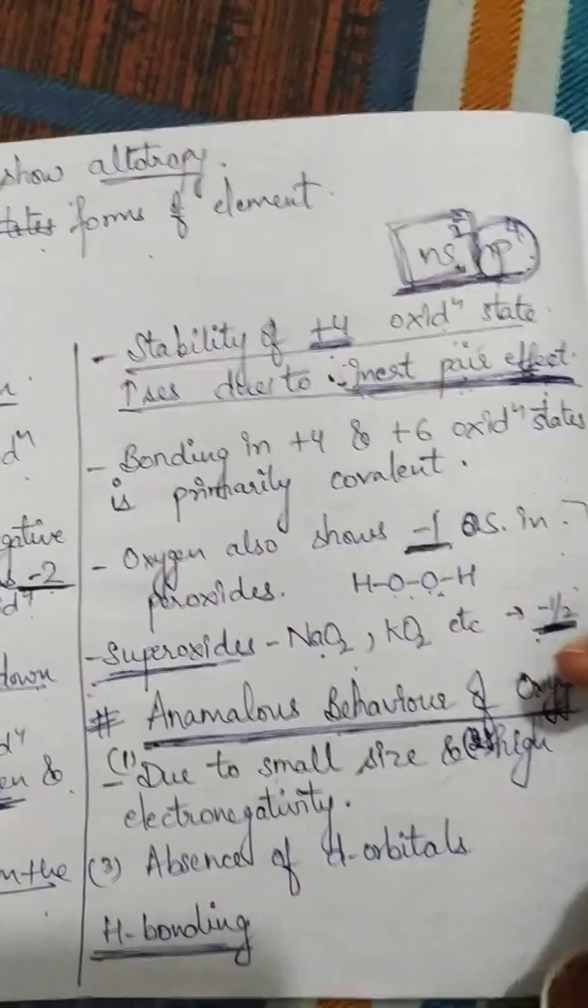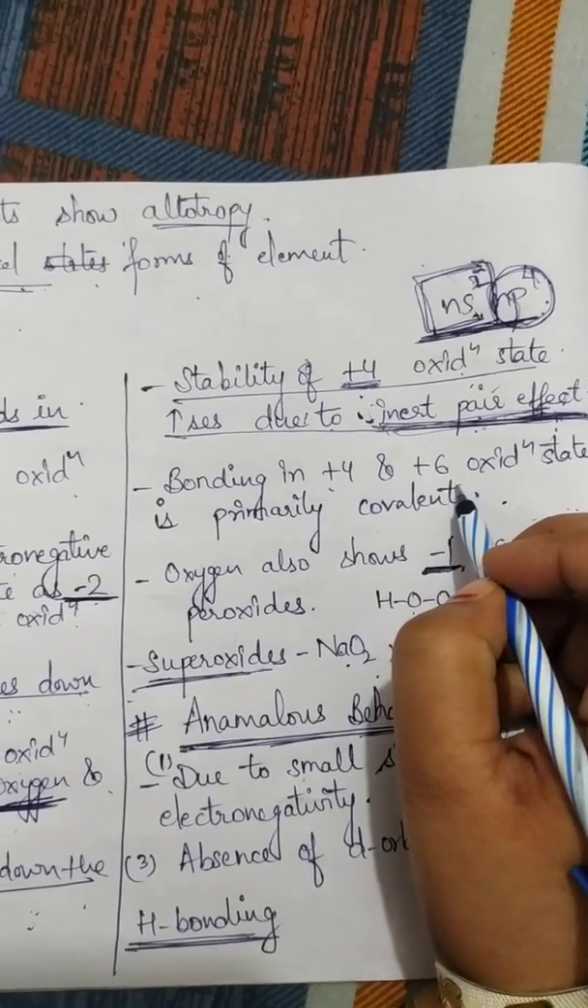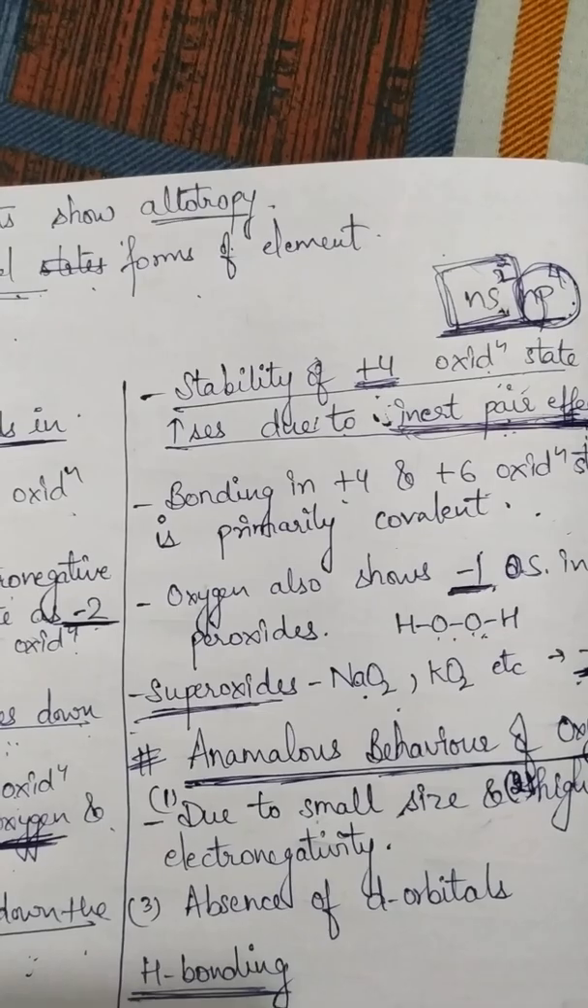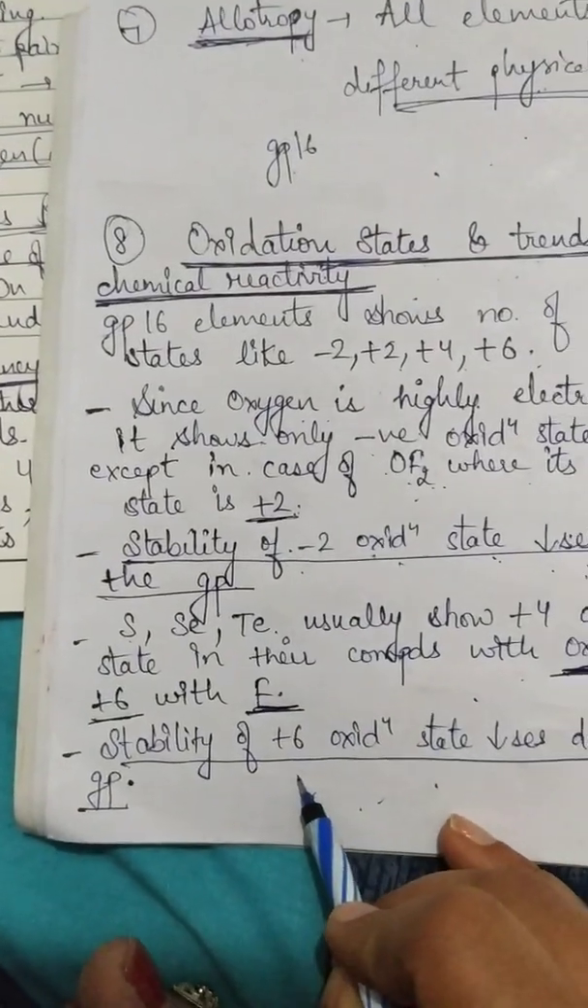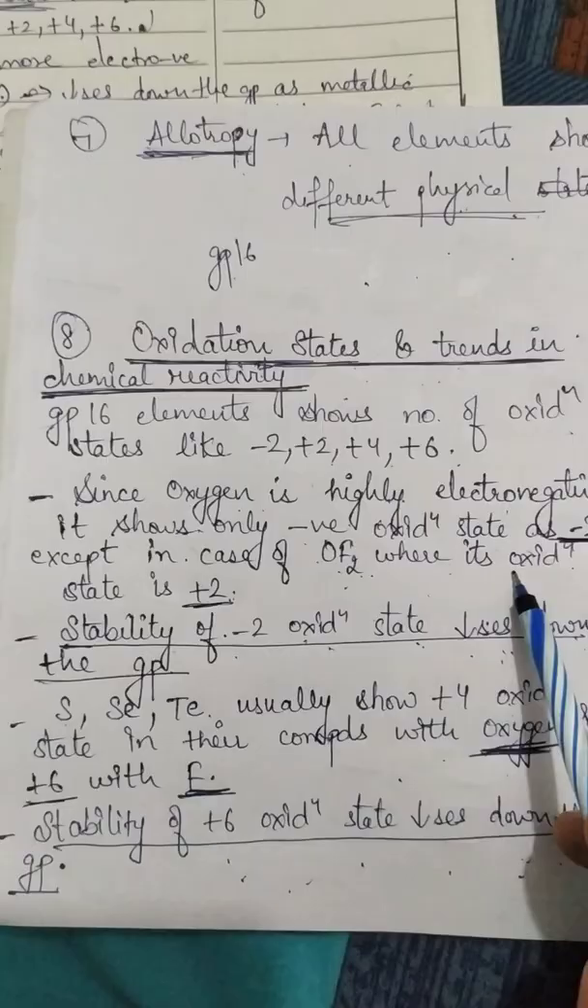So group 16 elements show both the oxidation state +4 as well as +6 oxidation state. The stability of +4 oxidation state increases down the group, and the stability of +6 oxidation state decreases down the group. So this is all about oxidation states of group 16 elements.